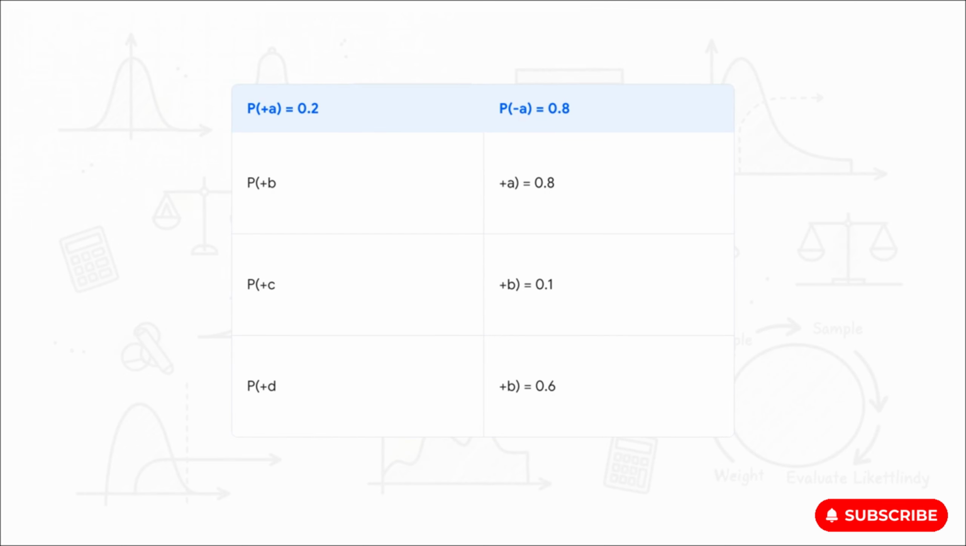Next, we get these tables. Don't let them intimidate you. These are just our cheat sheets. They're called conditional probability tables, or CPTs, and they give us all the numbers we're going to need, like the probability of B being true if A is false, and so on.